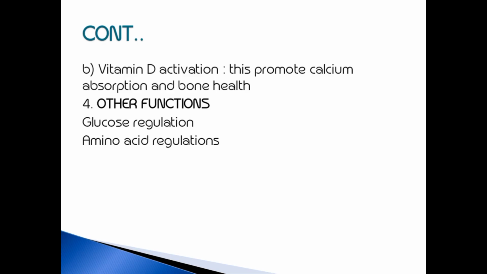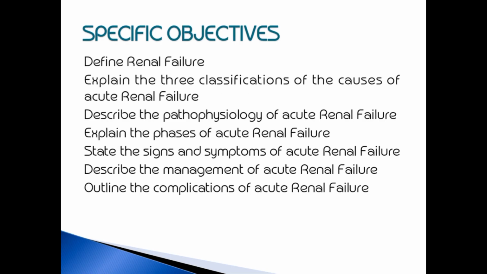The other function may be glucose regulation and amino acid regulation. In cases where we have a lot of glucose in the body, you find it has to be excreted. Some of them has to be excreted. So all these are the functions of the kidney. Hence, if there is an impairment in these functions of the kidney, you find that the body will fail to perform or to work accordingly. That's why we say if someone has kidney failure, the whole body will be affected because the urinary system is connected with other systems.